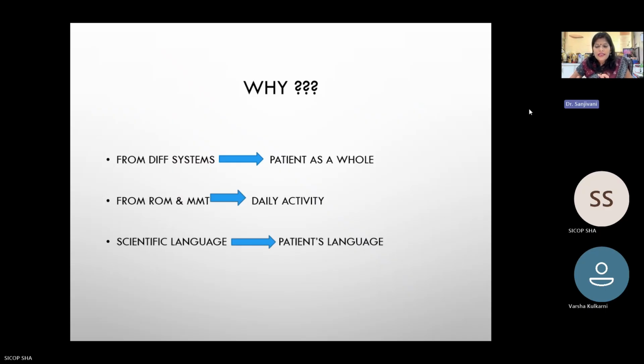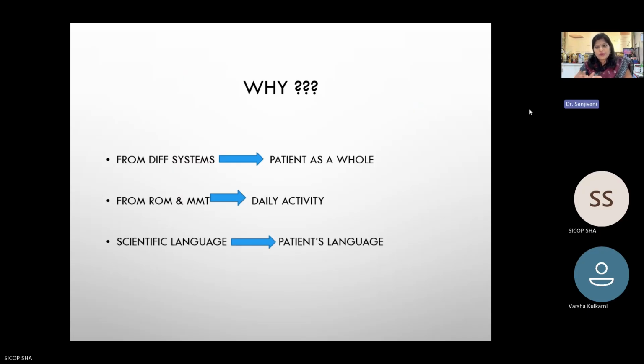So ICF will give you the patient as a whole system, and it gives you the daily activity. Next, it is a scientific language and a patient language. For example, in our day to day practice, we say the range of motion is restricted due to infield or any restrictions or any immobilization. So this language does not matter to the patient. What matters to the patient is the cause in his language.